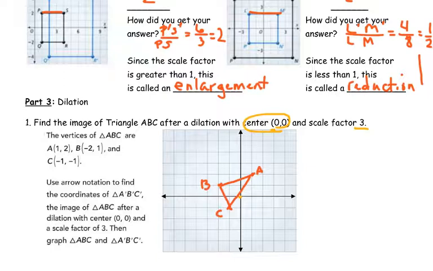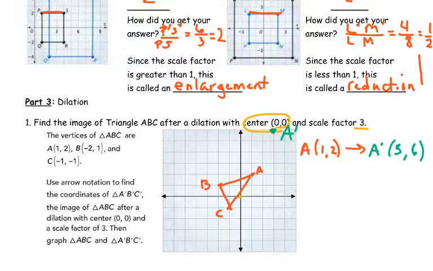So up here, let me change colors here. So (3, 6) is A prime. So A, which was (1, 2), now goes to A prime, which is (3, 6). And that's because the center is (0, 0).